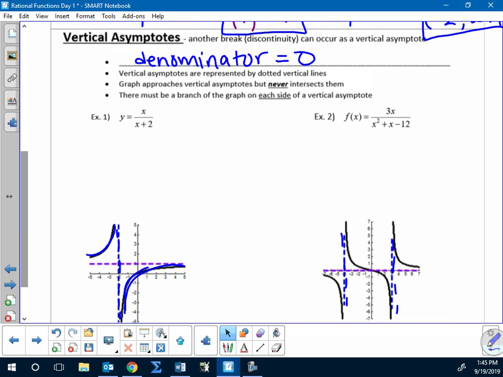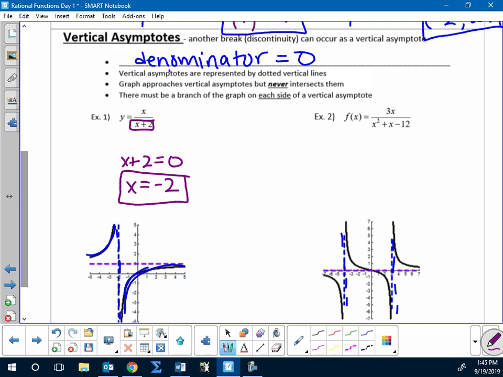So in order to find it, step 1 is usually factor. However, in example 1 here, nothing factors. So to find my vertical asymptote, I take what's on the bottom, the denominator, and I set it equal to 0. When I solve it, I get x equals -2, and that gives me my vertical asymptote. You're probably like, Miss Schweitzer, but we have to plug it in. You don't have to plug it in for your vertical asymptote.